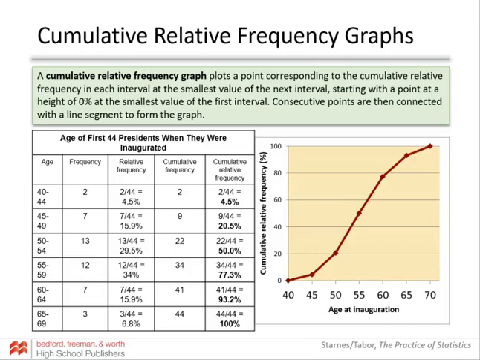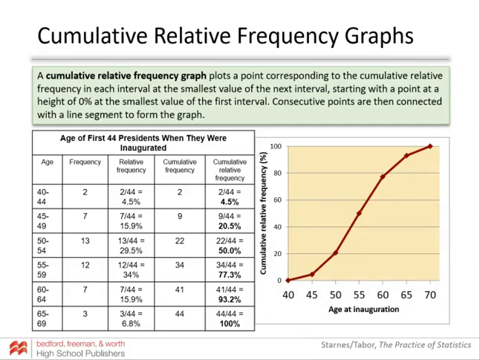So here's what the graph looks like. The numbers on the x-axis are the endpoints of each of our groups, and then going up the y-axis, we have percentages. For 40 to 44, that's 4.5%, so I put a dot at 45 and 4.5%. Then my next dot is at 20.5%, and then 50, and so on and so forth.